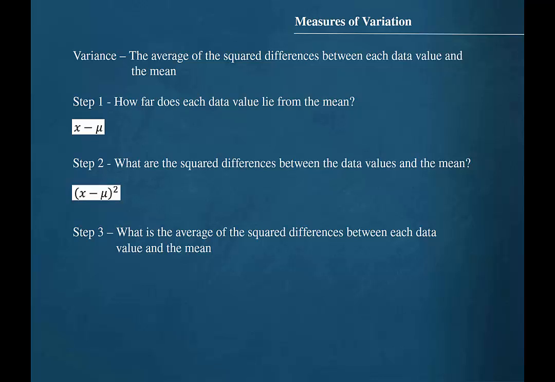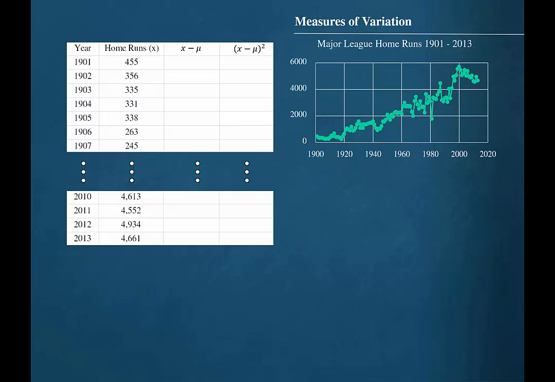In step 3, we will find the average of the squared differences between each data value and the mean. So we will add up all of the values we found in step 2 and divide by the size of the population. The truncated table below contains the data used to form the home run time series graph. Notice that the table contains the year, the number of home runs, and then 2 columns that we will complete with the deviations from the mean and their squares.